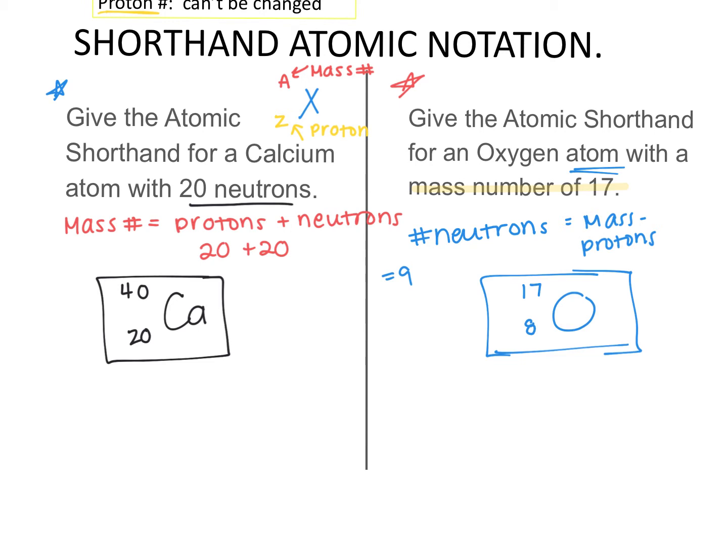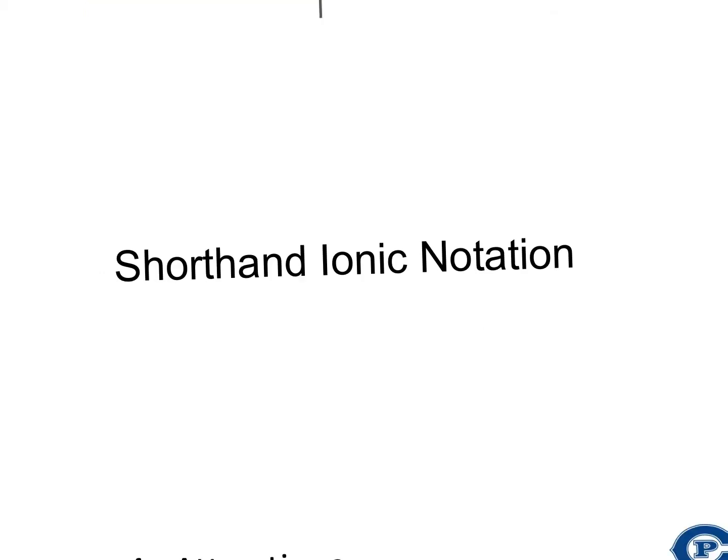That concludes our shorthand atomic notation review. I am now going to move into the ionic shorthand. We are now in the ionic shorthand notation. This is where I'm going to see a variety of charges.